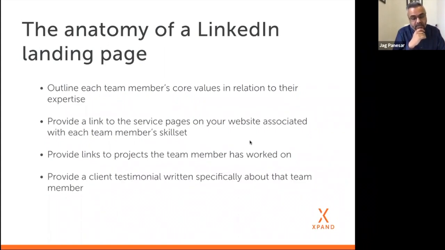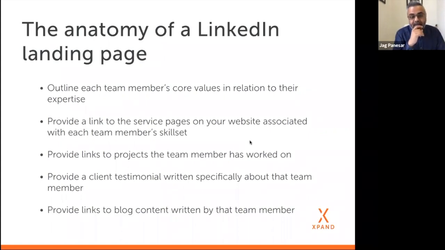That's really powerful stuff. That's the kind of thing that you really want to be getting out there, because that's social proof. It speaks for itself, really. And then provide links to blog content written by that team member.